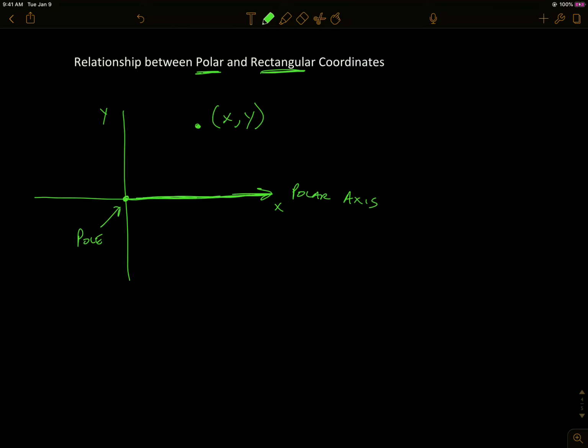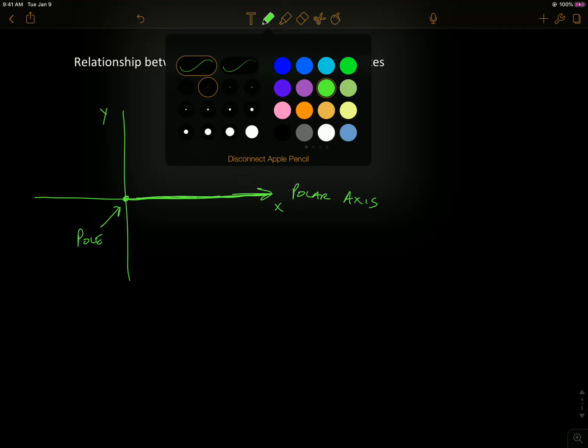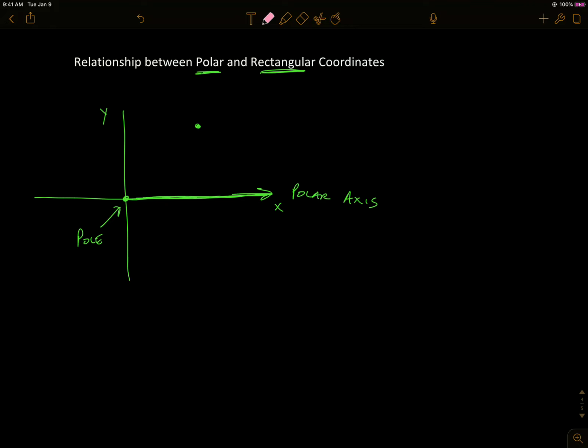And we know that that means, actually, I'm going to do the coordinate locations of rectangular in this pink color, x, y, and we know that that means we go over x units and then up y units, and it makes a right angle. And that's one way to get to that location. We go right x and up y.